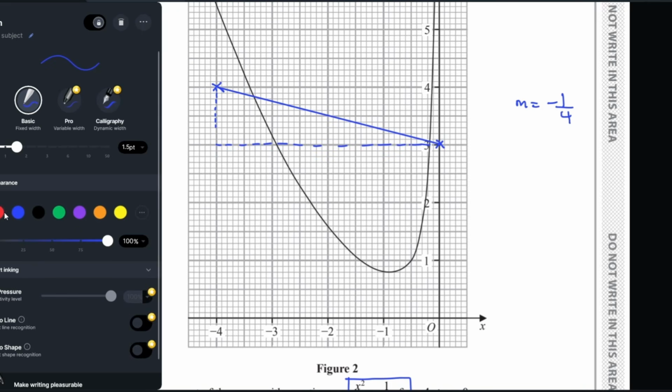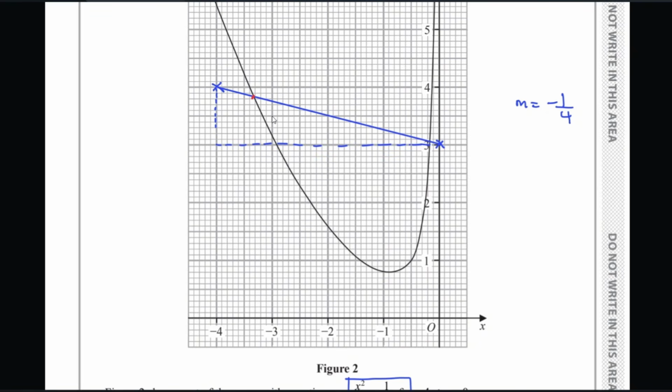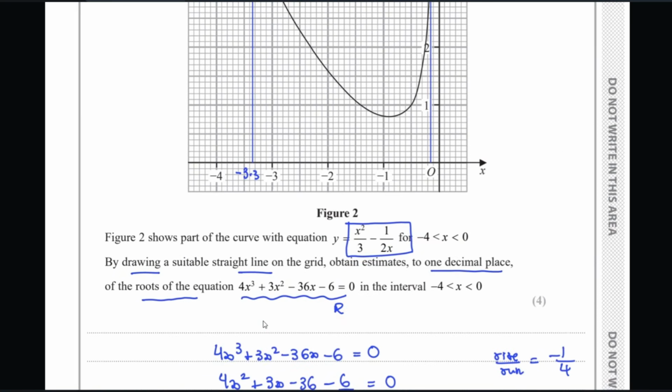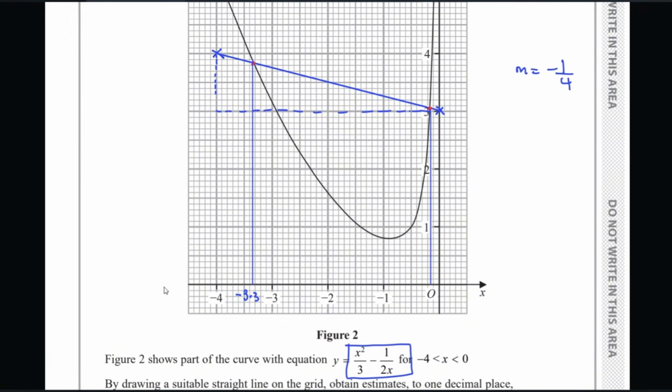Where are the intersection points? The intersection points are here and there. So what are these values? The first intersection point has a value of negative 3.33, negative 3.35. I would say it's closer to negative 3.3 because the question said obtain estimates to 1 decimal place. So I'll just leave my first intersection point to be negative 3.3. The second intersection point is around negative 0.1. Looks closer to negative 0.2, so I would say this is negative 0.2.